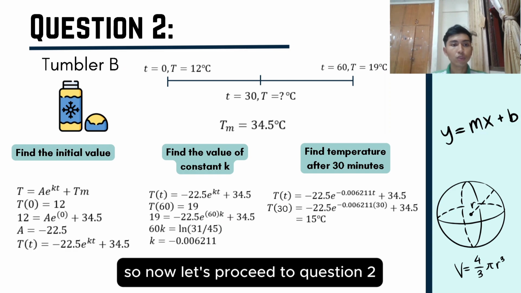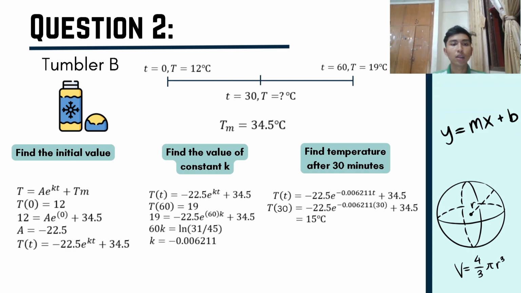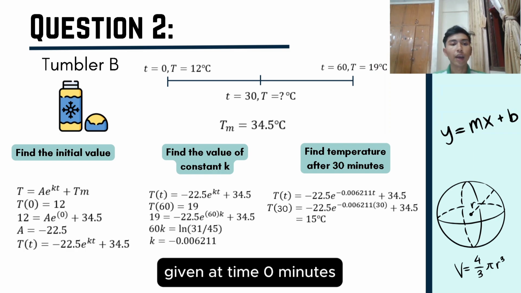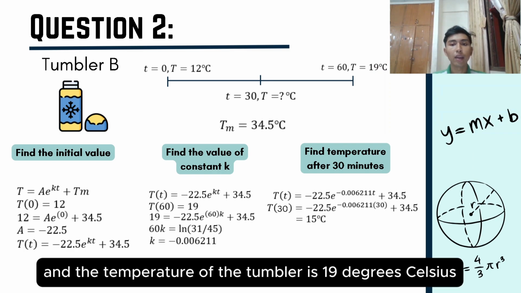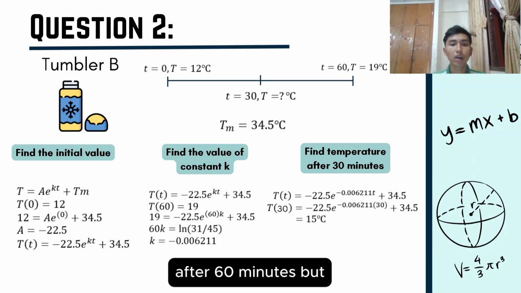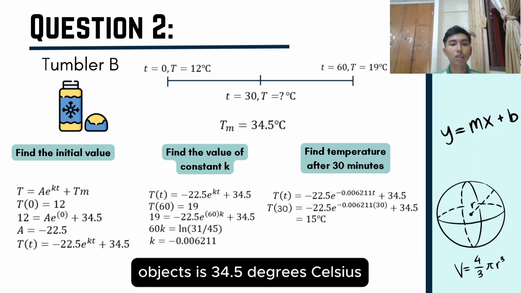So now, let's proceed to question 2. Given in the question is tumbler B. The tumbler's temperature is 12 degrees Celsius at time 0 minutes, and the temperature of the tumbler is 19 degrees Celsius after 60 minutes. But we don't know the temperature of the tumbler after 30 minutes. Given in the question, the temperature of the surrounding objects is 34.5 degrees Celsius.